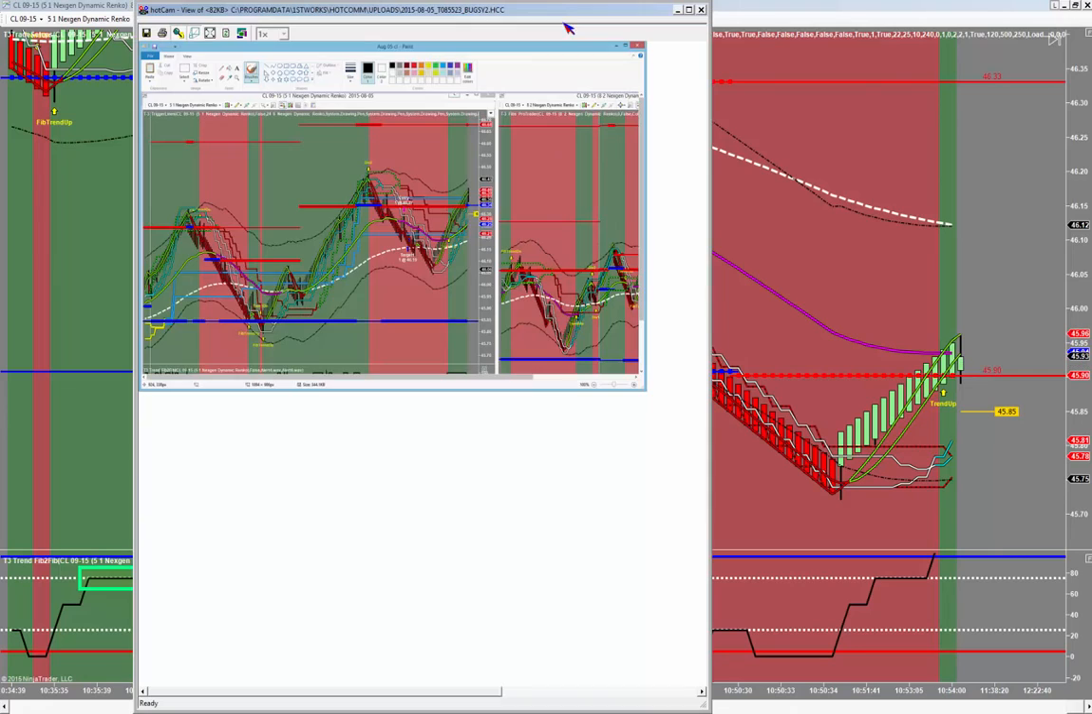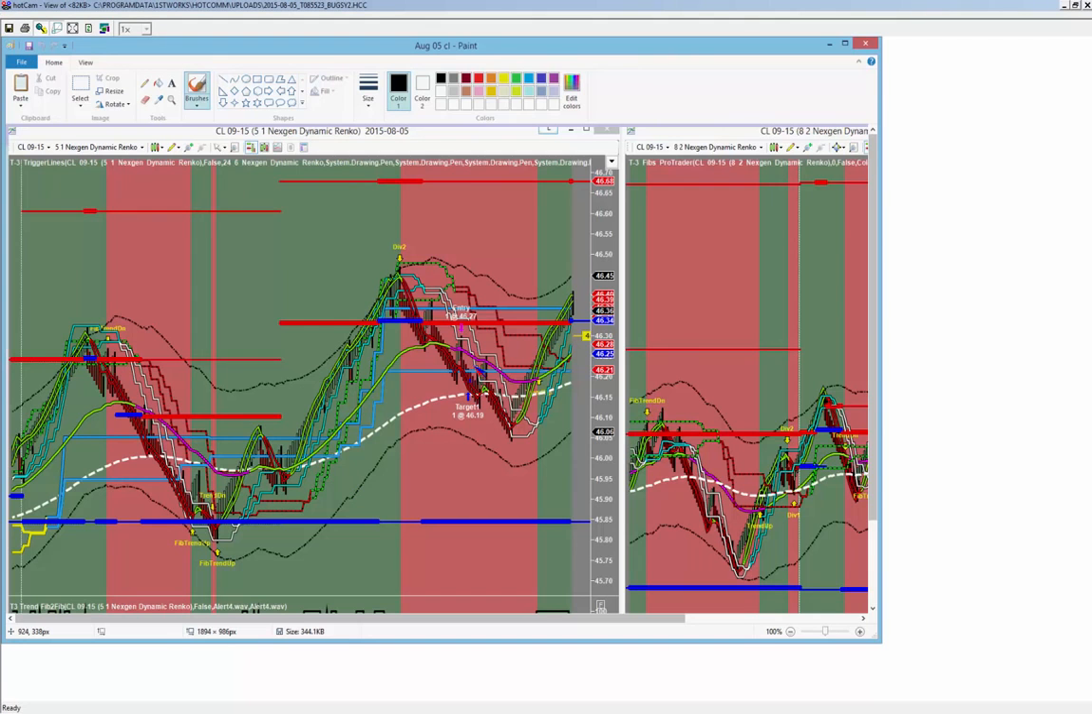And Bugsy, let me see what you did. You had a little short in there on your larger chart, and you were able to capture, looks like 8 ticks of that. All right.